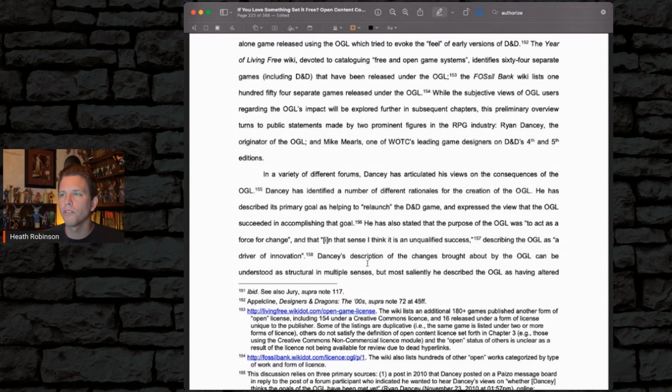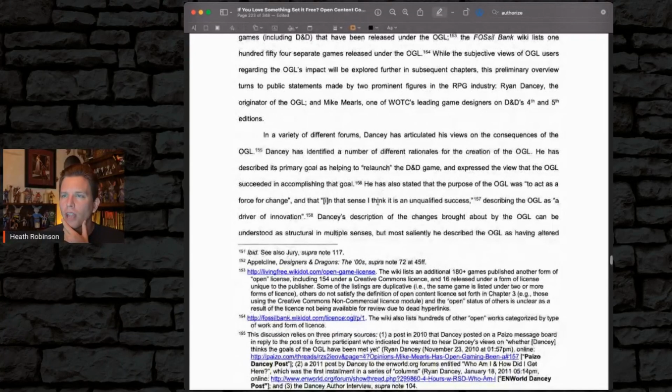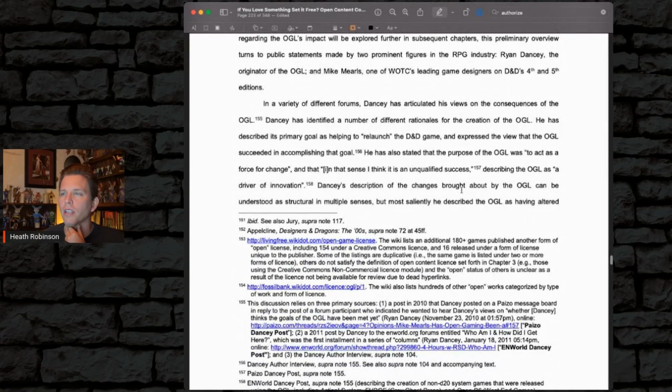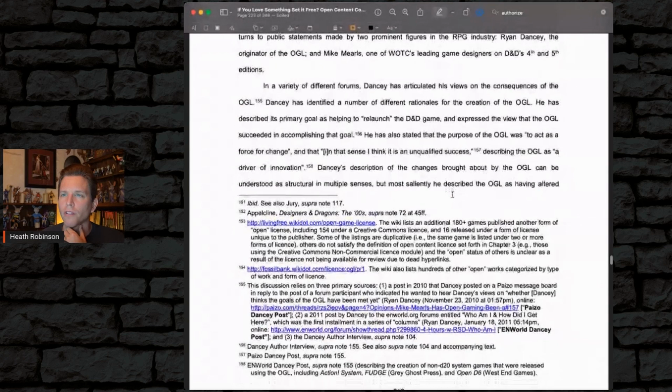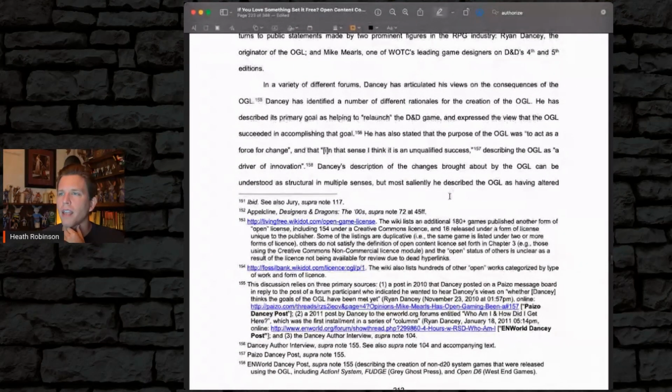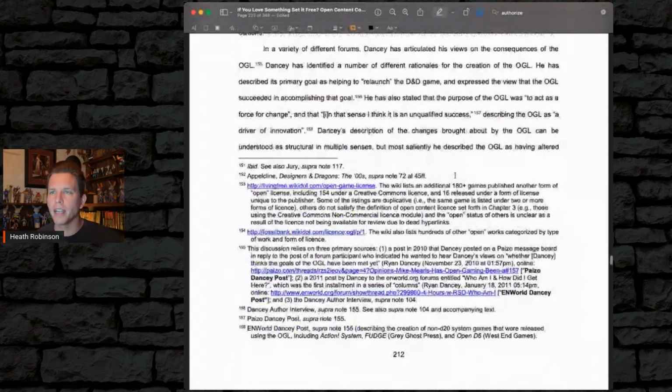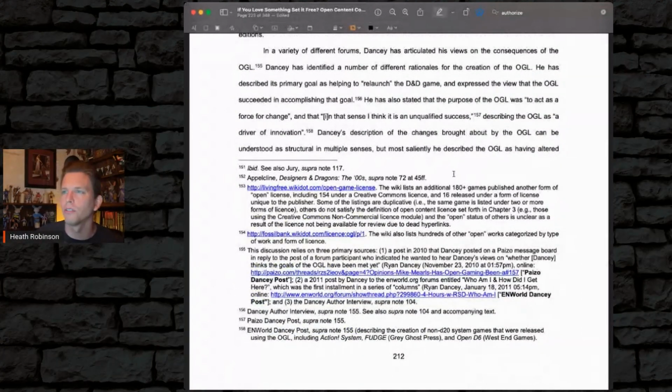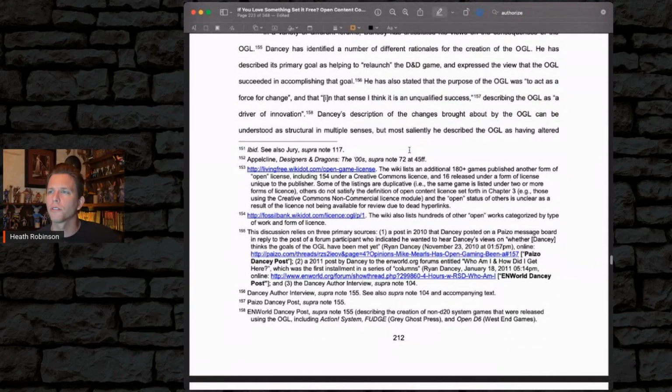While the subjective views of OGL users regarding the OGL's impact will be explored further in subsequent chapters, this preliminary overview turns to public statements made by 2 prominent figures in the industry: Ryan Dancy, the originator of the OGL, and Mike Mearls, one of WotC's leading game designers on D&D's 4th and 5th editions. In a variety of different forums, Dancy has articulated his views on the consequences of the OGL. Dancy has identified a number of different rationales for the creation of the OGL. He has described its primary goal as helping to relaunch the D&D game, and expressed the view that the OGL succeeded in accomplishing that goal.